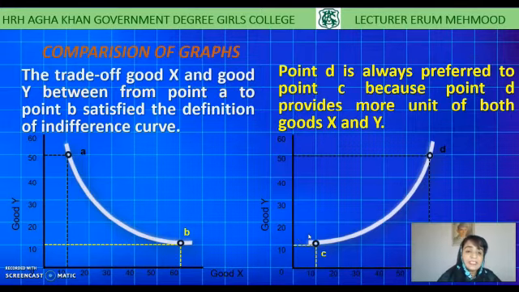On the other hand, in the second figure, the upward sloping curve, the movement from point C to point D shows that no trade-off occurs between good X and good Y. The consumer always prefers point D as compared to point C because at this point he is getting more units of good Y and more units of good X as compared to point C. So this curve does not follow the definition of the indifference curve. So it is decided that the indifference curve must have a negative slope from left to right of the origin.